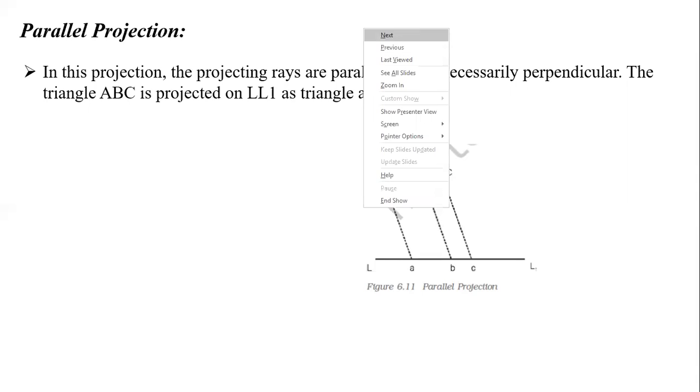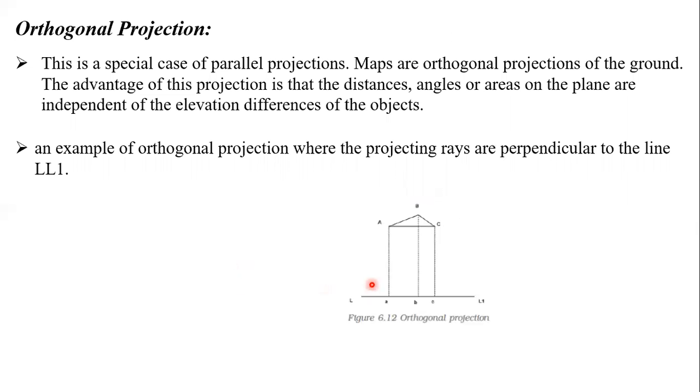Another one is called orthogonal projection. It is somewhat different, but it is a special case of parallel projection. Maps are orthogonal projections of the ground. The advantage of this projection is that distance, angle, and area on the plane are independent of the elevation difference. So you can see some advantages. The distance and the angle are completely independent.